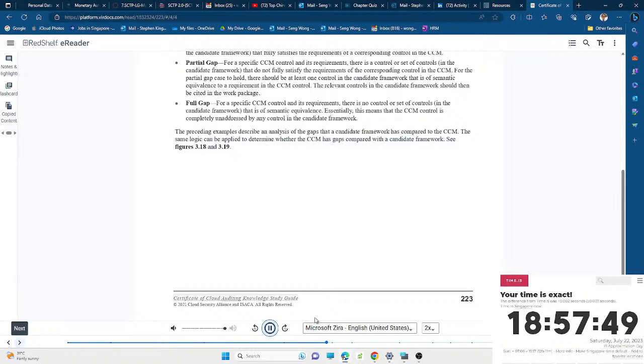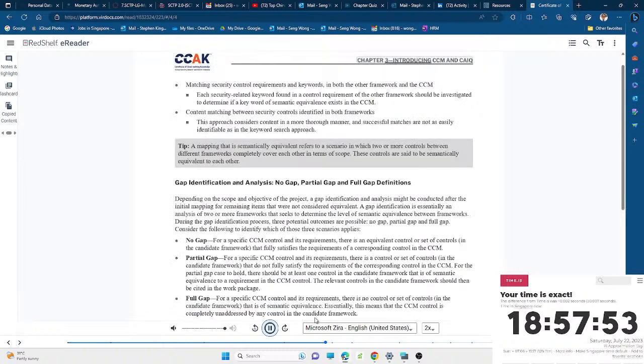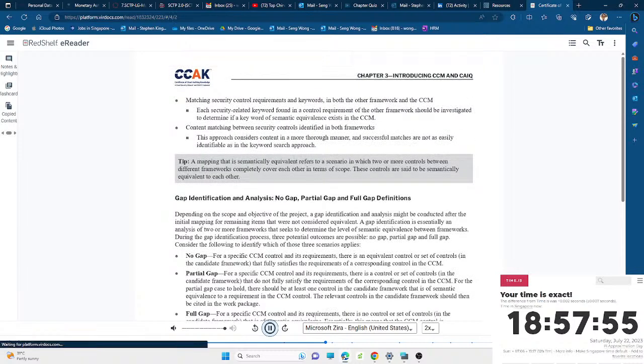223 Certificate of Cloud Auditing Knowledge Study Guide Copyright 2021 Cloud Security Alliance and CCAK. All rights reserved. Chapter 3 Introducing CCM and CAIQ. Image with the following description, image for page with label 223.